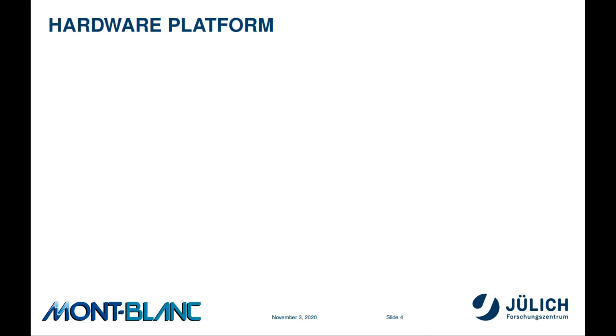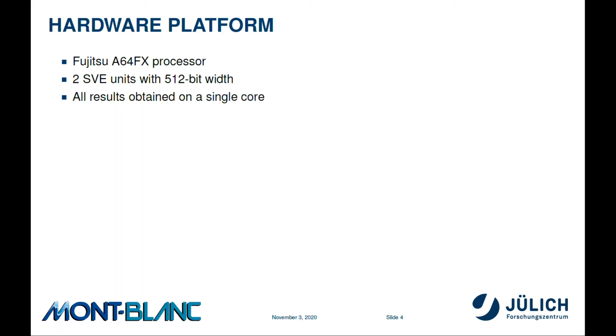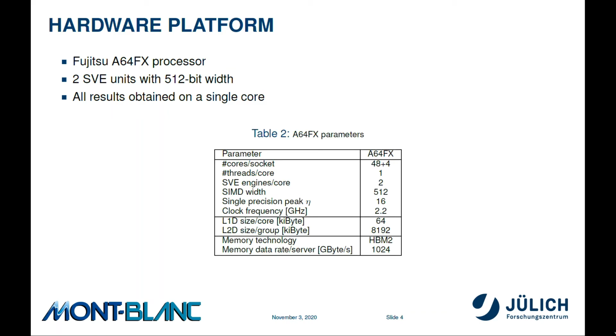To test our binaries, we used the newly developed Fujitsu A64FX processor. This is the first processor that implements the scalable vector extension. Each core is equipped with two SVE engines with an SVE width of 512 bits. All our experiments were performed on a single core with no parallelization. In Table 2, you can see some of the selected A64FX hardware parameters.